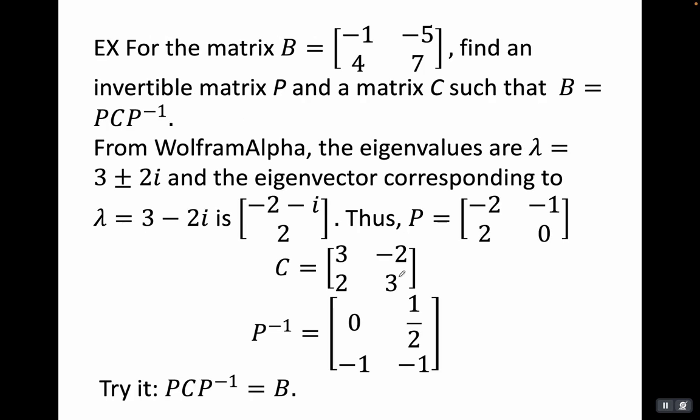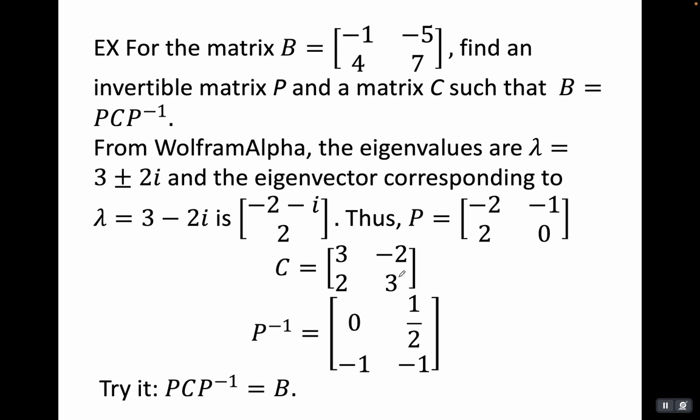Okay, for the matrix B equals [-1, -5; 4, 7], find an invertible matrix P and a matrix C such that B equals P C P inverse. From Wolfram Alpha, the eigenvalues are lambda equals 3 plus or minus 2i, and the eigenvector corresponding to lambda equals 3 minus 2i is (-2 - i, 2).